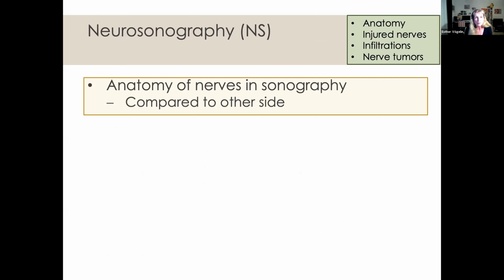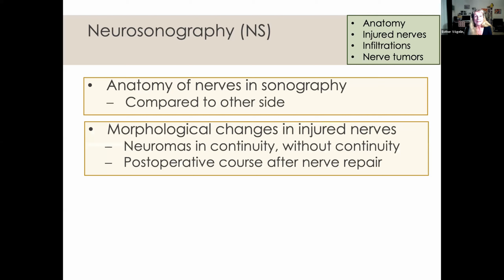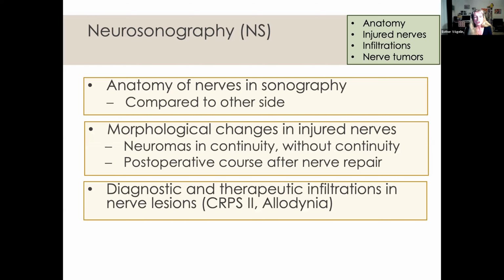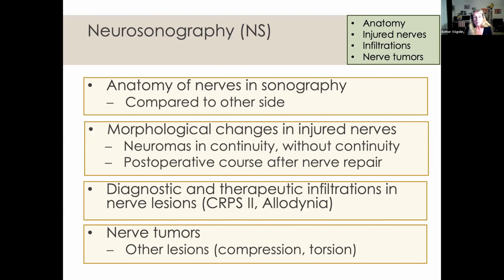Then, as I said, we want to show a couple of things: morphological changes in injured nerves, especially neuromas. And also what is nice to follow is the postoperative course after nerve reconstruction or nerve repair with sonography. I want to show two examples of a diagnostic and therapeutic infiltration in nerve lesions, and finally some aspects of nerve tumors and other lesions.